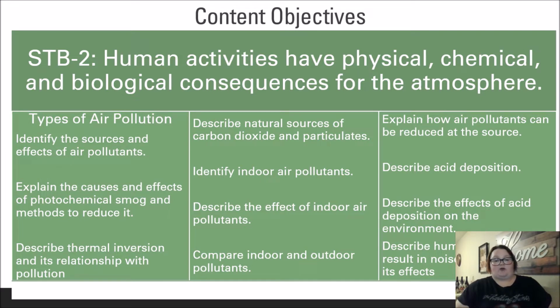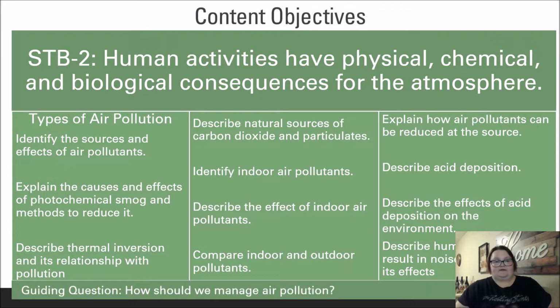describe natural sources of carbon dioxide and particulates, identify indoor air pollutants, describe the effect of indoor air pollutants, compare indoor and outdoor pollutants, explain how pollutants can be reduced at the source, describe acid deposition, describe the effects of acid deposition on the environment, and describe human activities that result in noise pollution and its effects. All of this leads us to answering our guiding question. How should we manage air pollution?